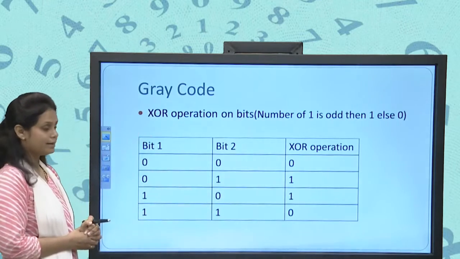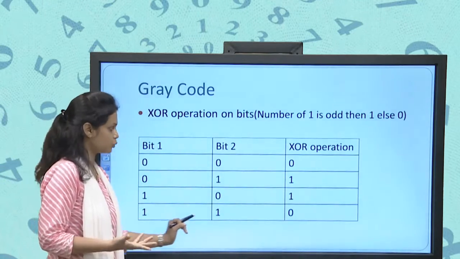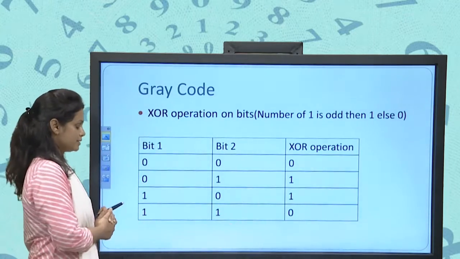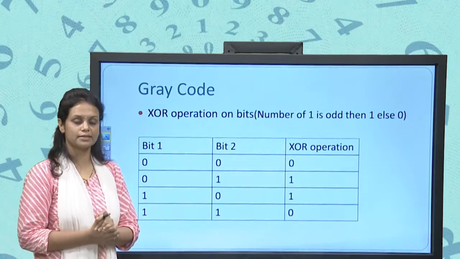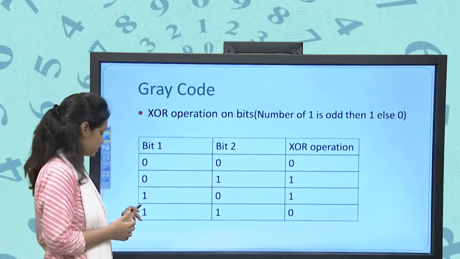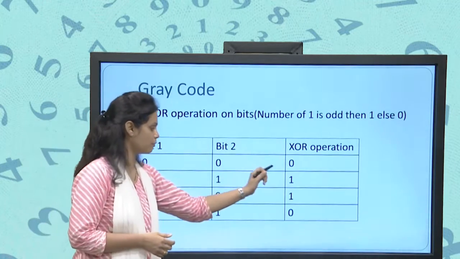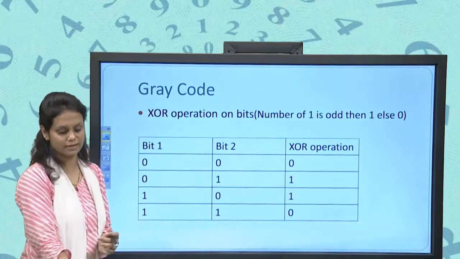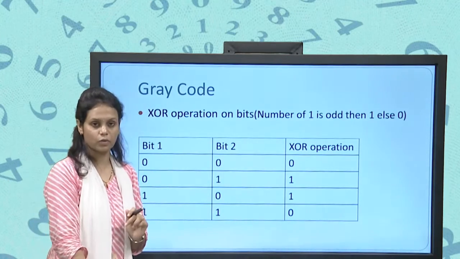In the last example, the 2 bits are the same, that is why the output is 0, or we can say that in this example the number of 1s is even, right. The number of 1s is 2, there are 2 ones, this is 1 and this is 2, and 2 is an even number, that is why the output of the XOR operation is 0. I hope you understand this concept, because the XOR operation is used in gray code.